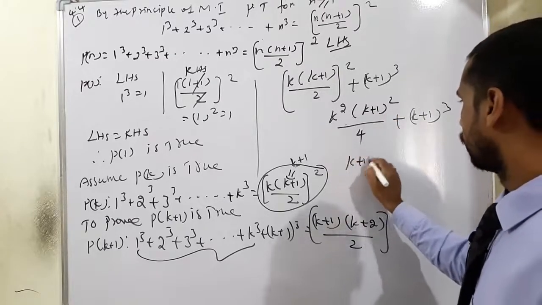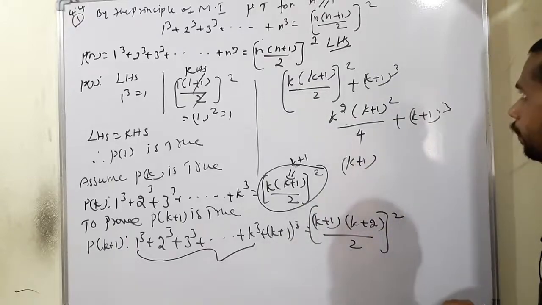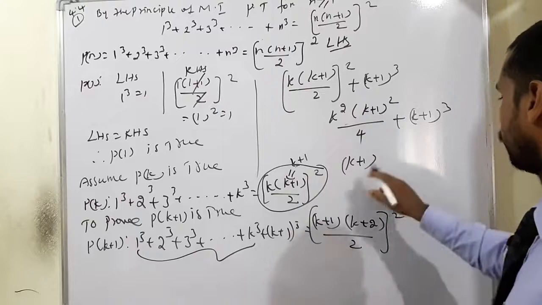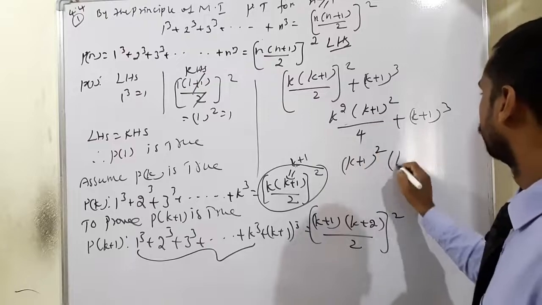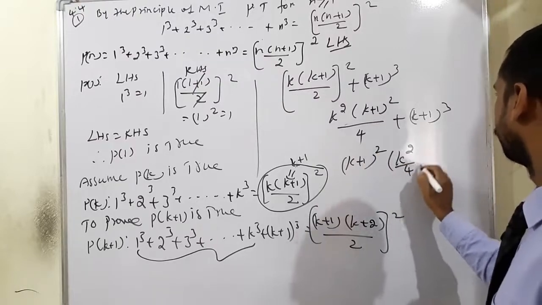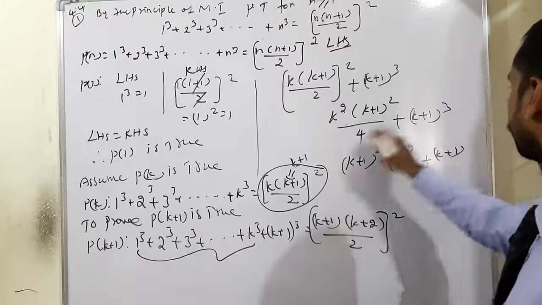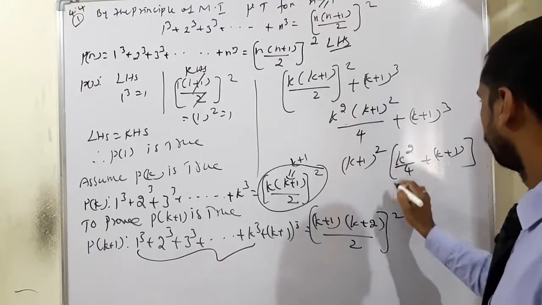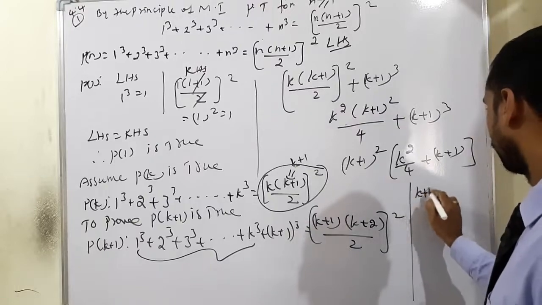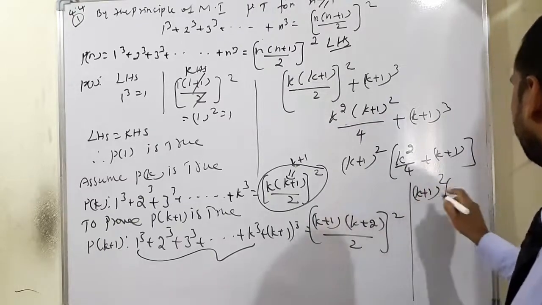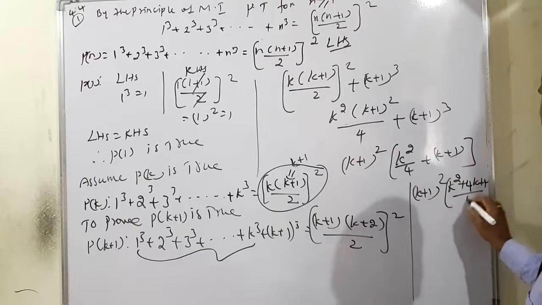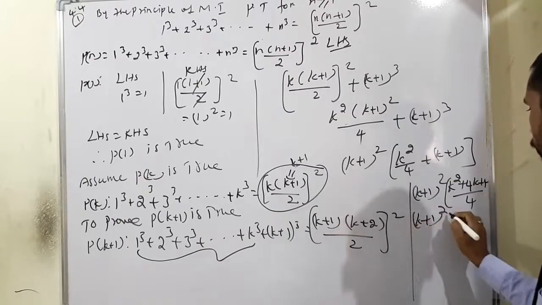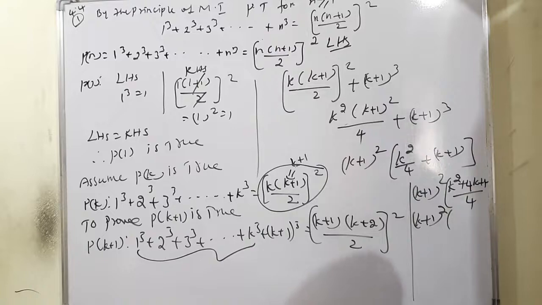Again here (k plus 1) the whole square is there, and (k plus 1) the whole cube is there. Take (k plus 1) square outside. Inside we have k square by 4 plus (k plus 1). Simplify: (k plus 1) the whole square into (k square plus 4k plus 4) divided by 4. This is nothing but (k plus 2) the whole square, because (a plus b) the whole square means a square plus 2ab plus b square.